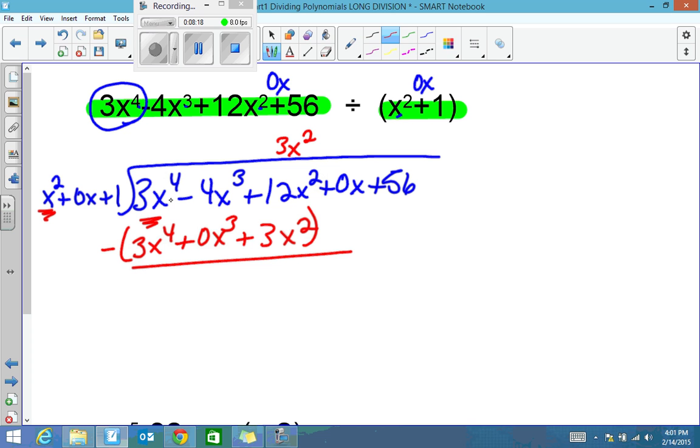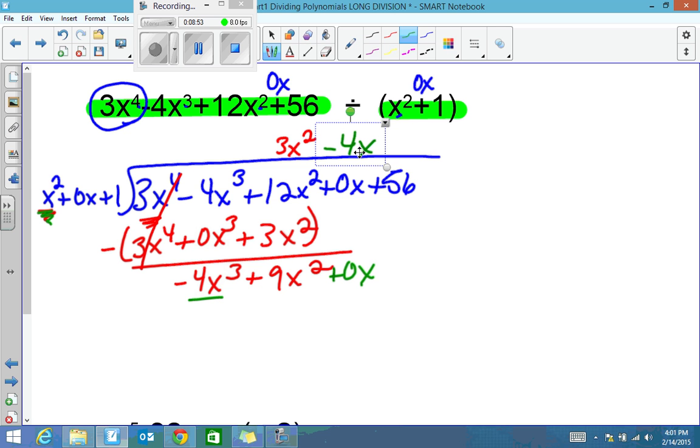3x to the fourth minus 3x to the fourth, that cancels. Negative 4x to the third minus 0x to the third gives us just another negative 4x to the third. 12x squared minus 3x squared gives us 9x squared. Next, we bring down our next term, which is 0x. And again, we ask the question, what do we multiply x squared by to get negative 4x to the third? And the answer would be negative 4x. So we write that above the x term here.